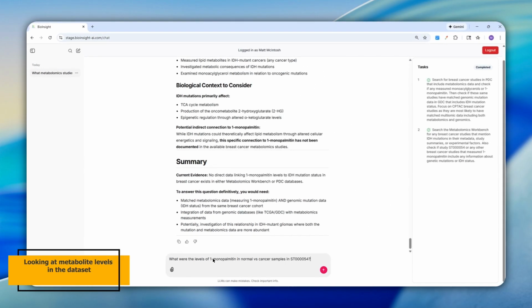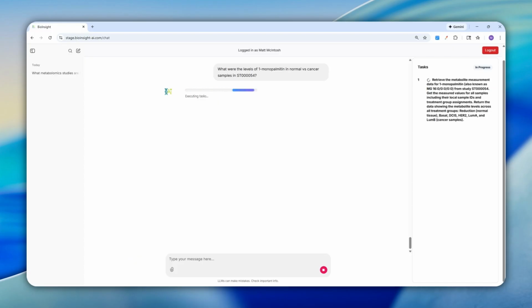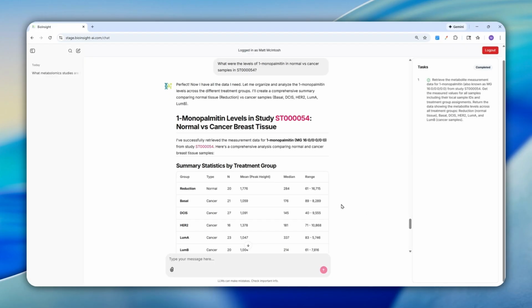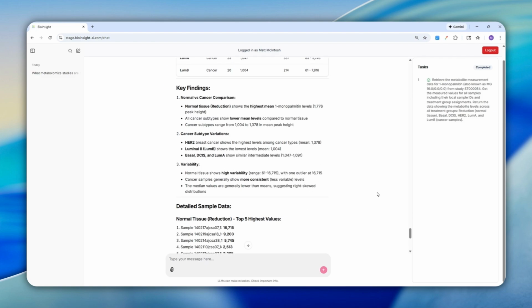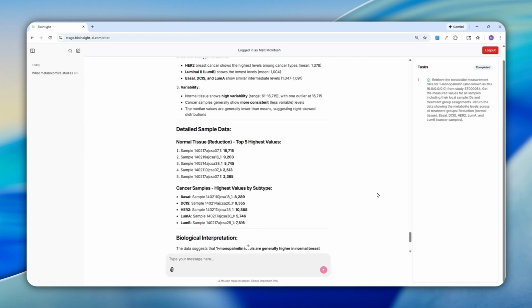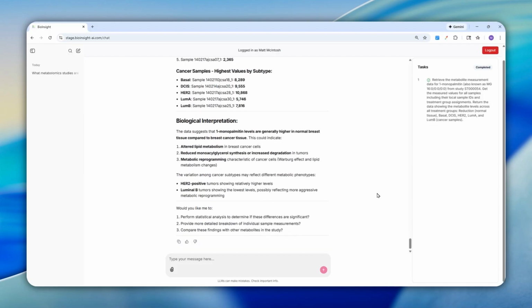Now I want to see whether 1-monopalmitin actually differs between normal and tumor samples in this study. So I ask, what were the levels of 1-monopalmitin in normal versus cancer samples in ST000054? BioInsight retrieves quantified values directly from the dataset and can plot group-level comparisons, helping researchers quickly spot potential biomarkers or metabolic alterations.